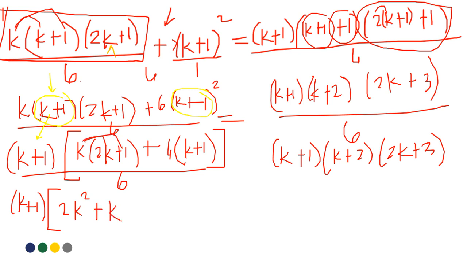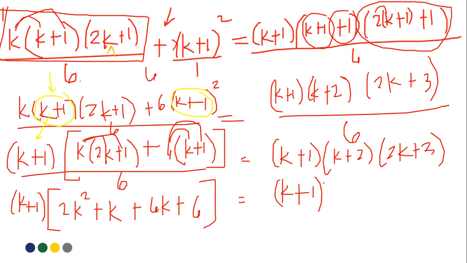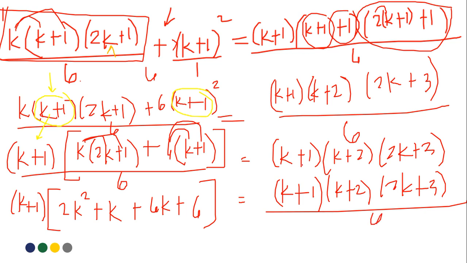Sundan? Yes, sir. Next, what is 6 times 6K? 6K plus 6. 6K plus 1. Plus 6. Close natin. Next. K plus 1. K plus 2. 2K plus 3. Yan. All over 6.